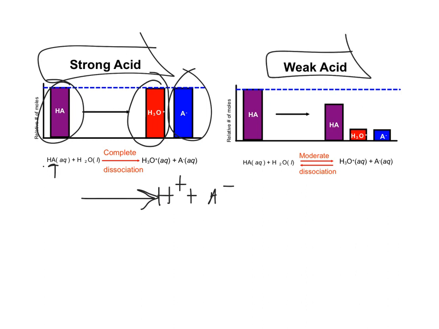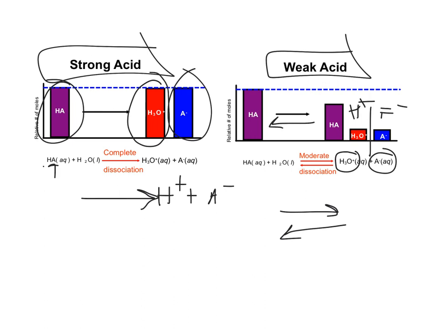Comparatively, for a weak acid, they want you to draw a two-way arrow. When you place a weak acid in water, it's partially going to ionize. You're going to have a split from the hydrogen and whatever was the anion. But then you're going to see the reaction reverse itself, and it's going to go back to being an acid. So it only partially dissociates.